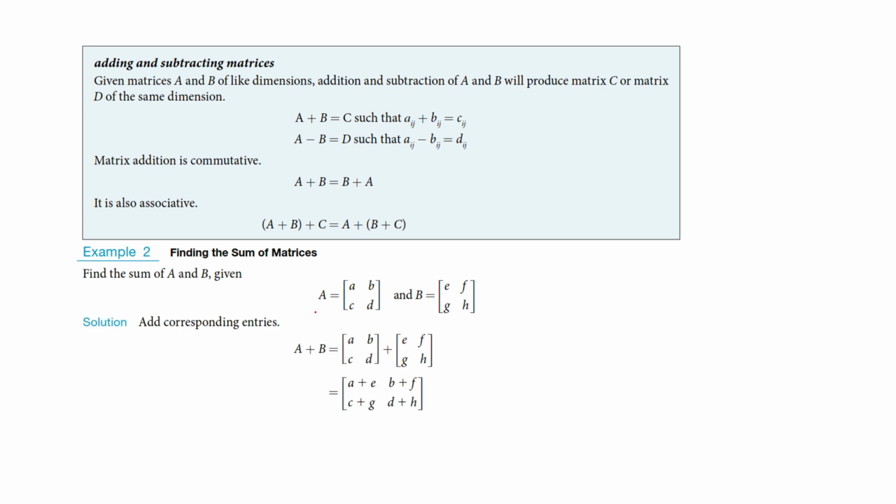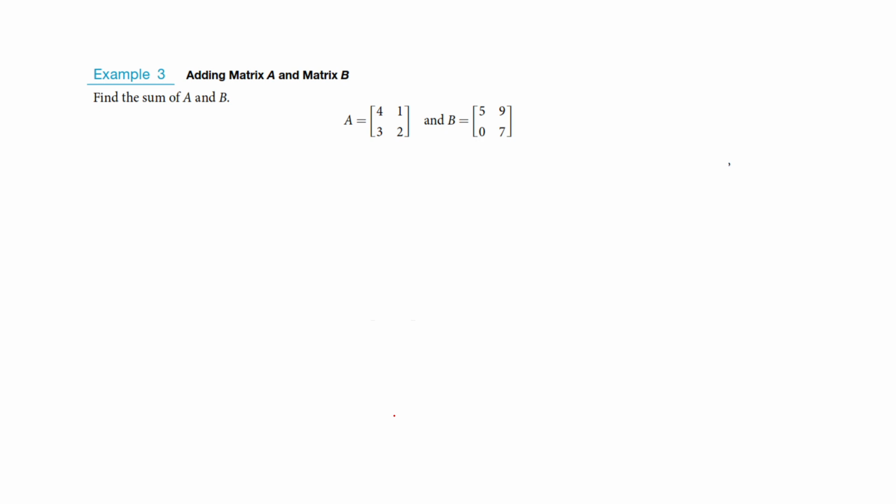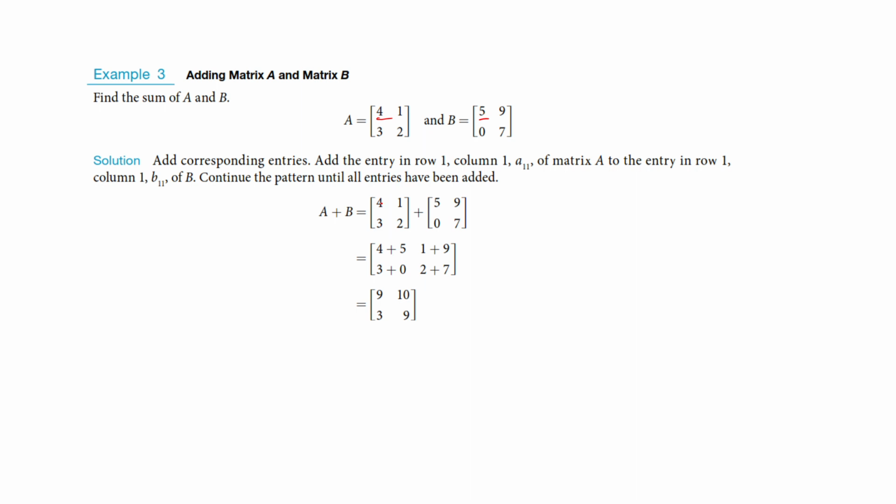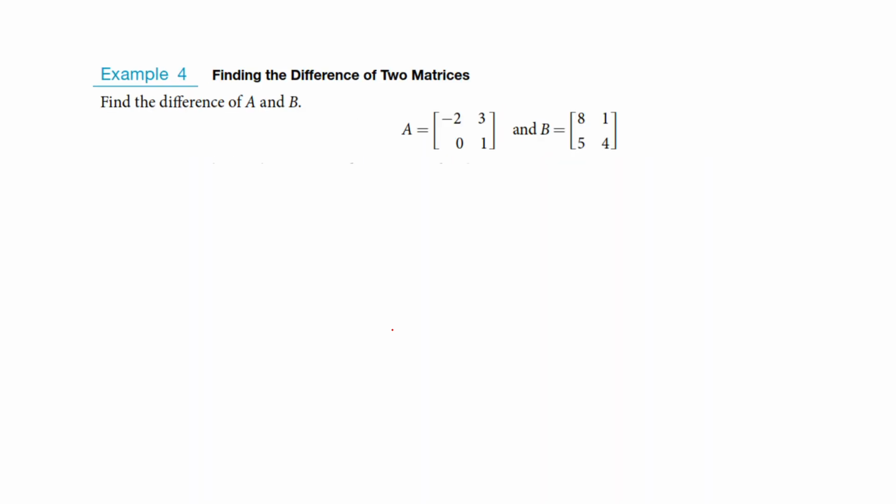So again, this isn't using real numbers, so it's a little weird, but we're adding them up. Let's do it with real numbers, it'll make more sense. So we're putting these cells together, just add the matching cells. So 4 and 5 make 9, 3 and 0 make 3, 1 and 9 make 10, 2 and 7. I'm just adding those corresponding cells in each of the matrices.